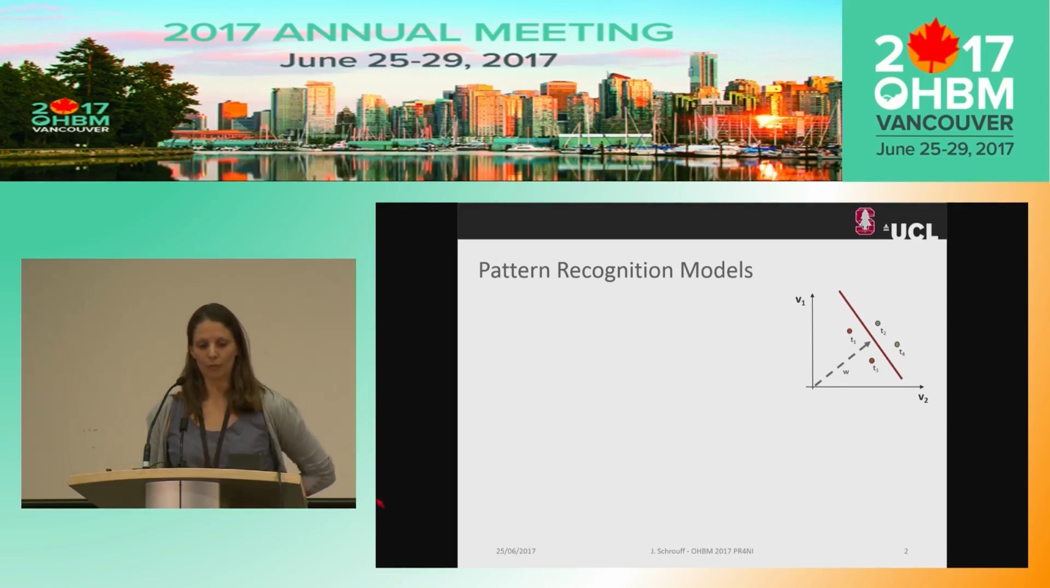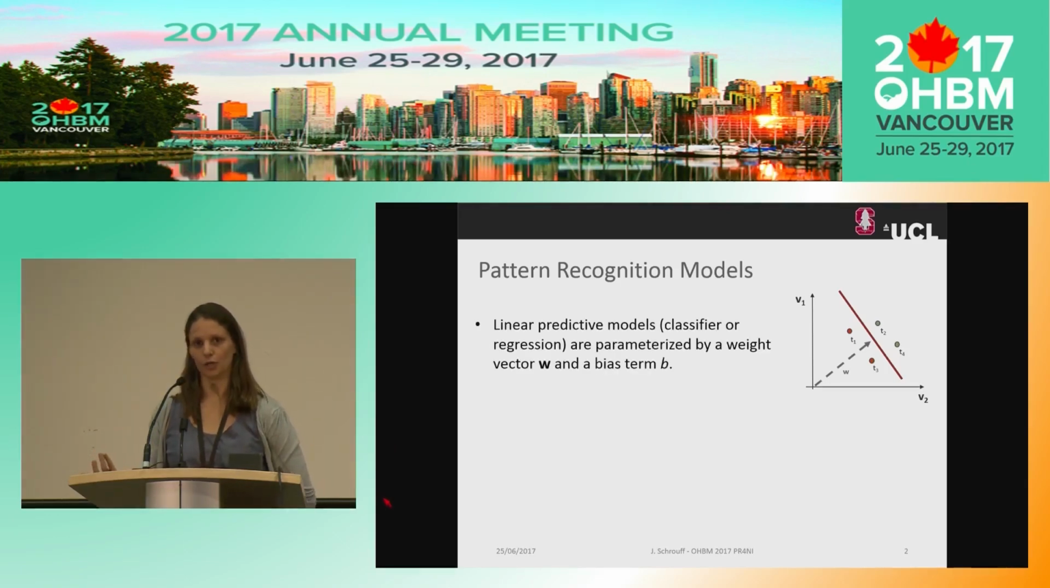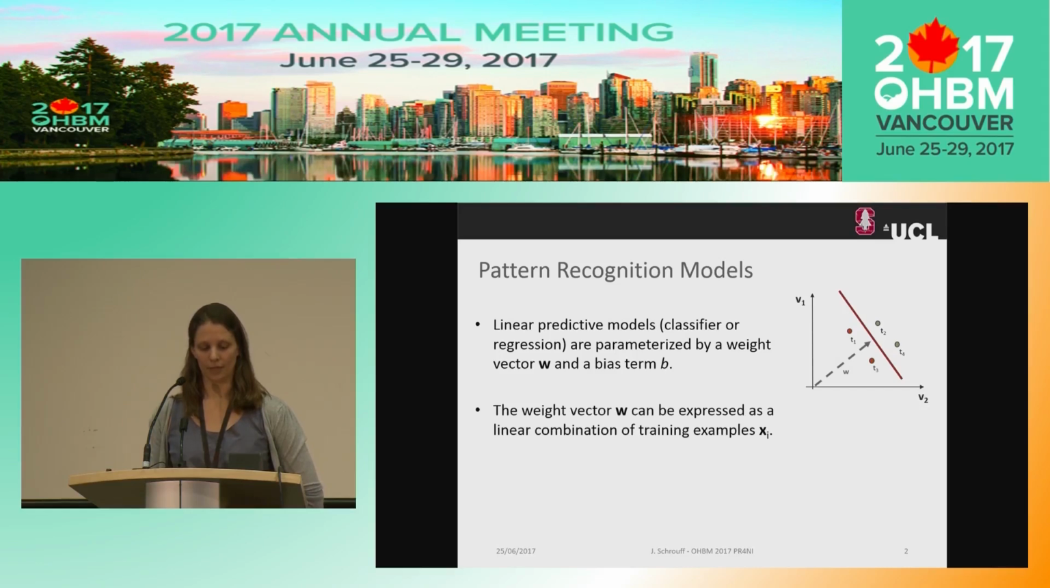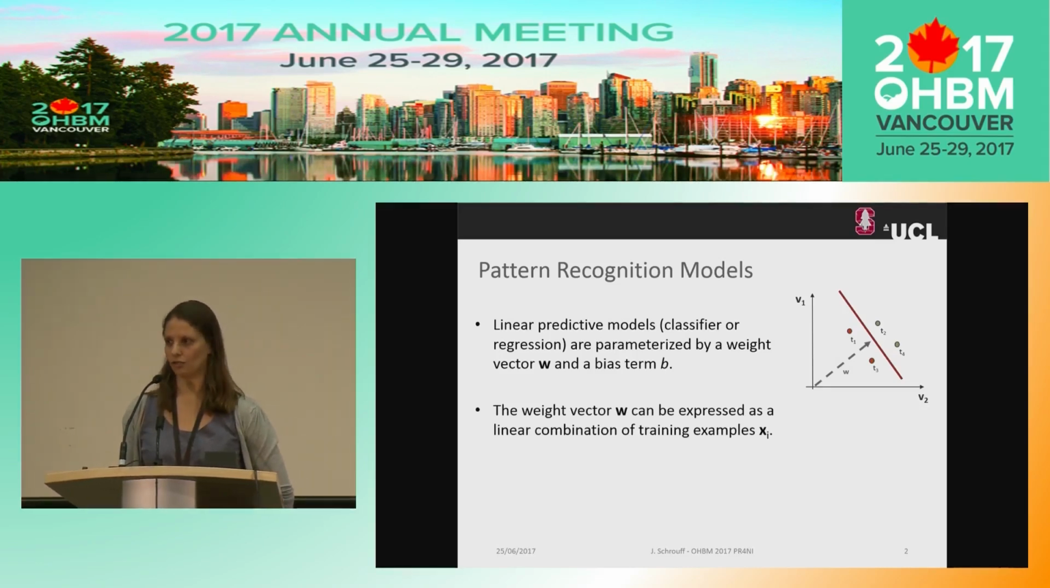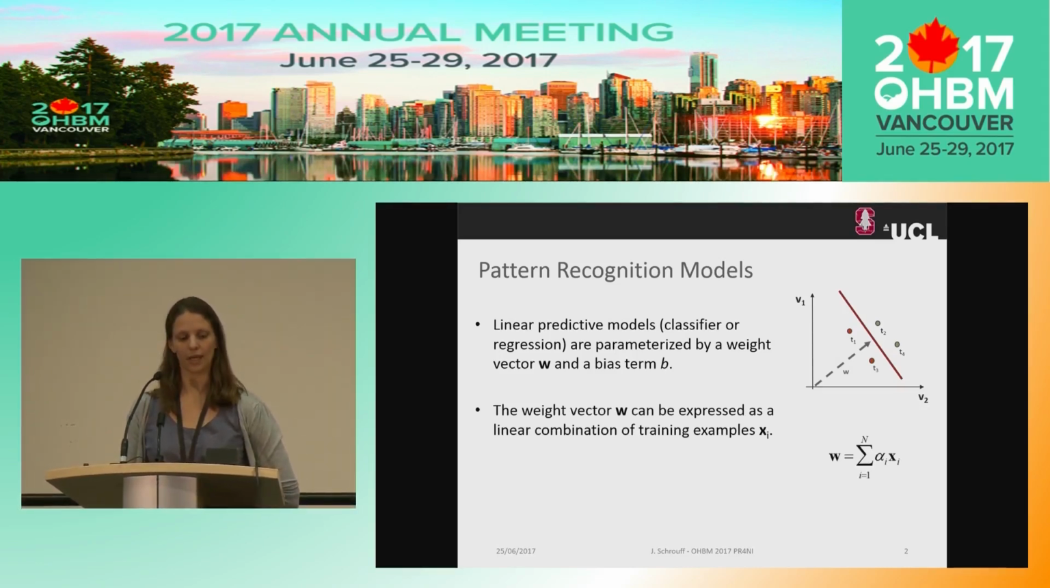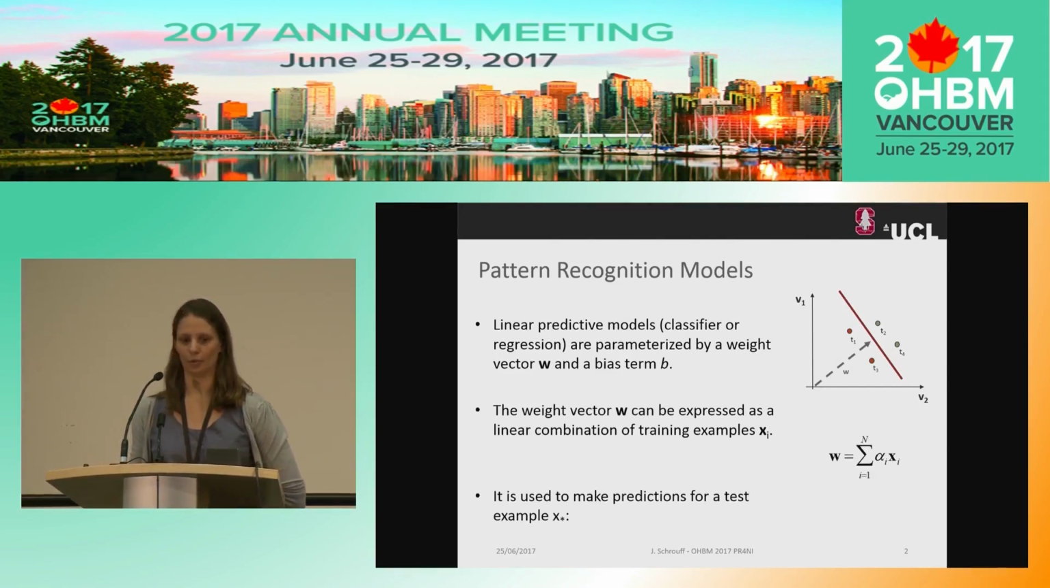So the model that we built has a decision boundary, and it's characterized by a plane or hyperplane in the dimensionality of the data. It is characterized by a weight vector, and that weight vector can be expressed as a linear combination of the training examples, and it is used to make predictions for a new test example by taking the dot product between the weight vector and that test example.